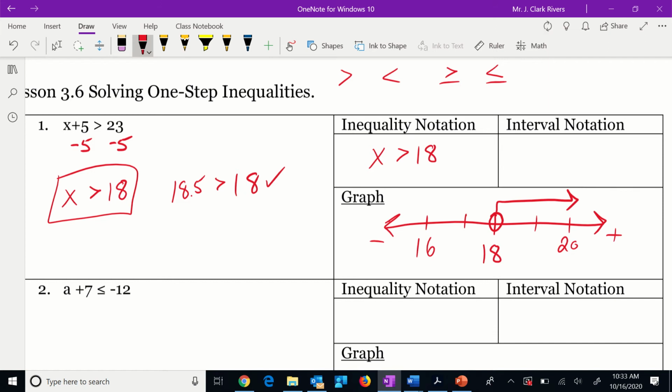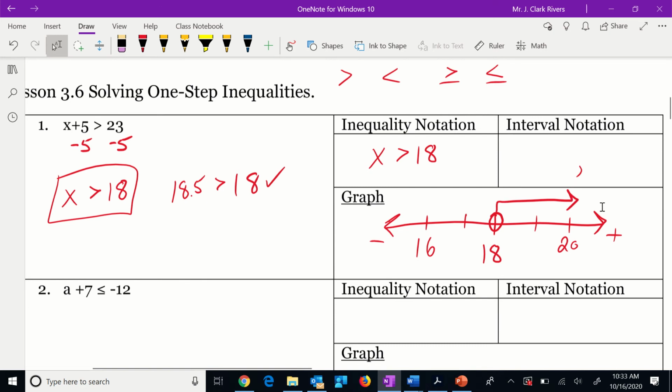Now there's a third way we represent this. It's called interval notation. It helps to look at the graph and then determine what the interval notation is going to be. Put a comma in the middle. We're going to have a number on the left and a number on the right.